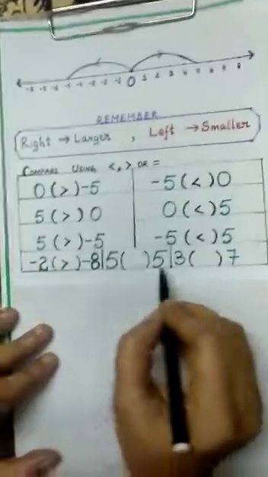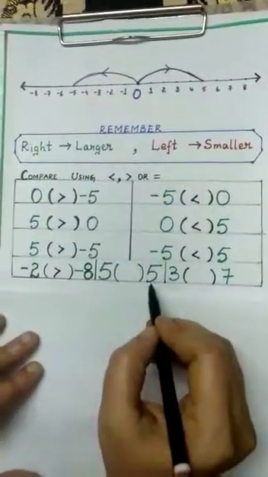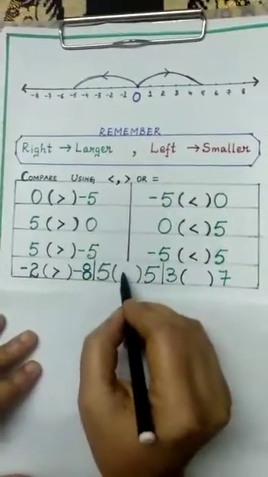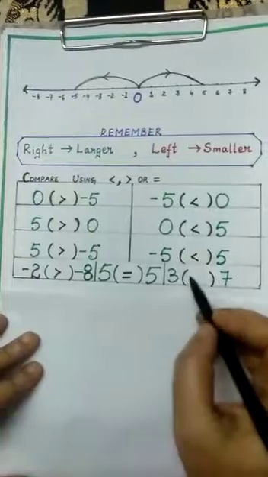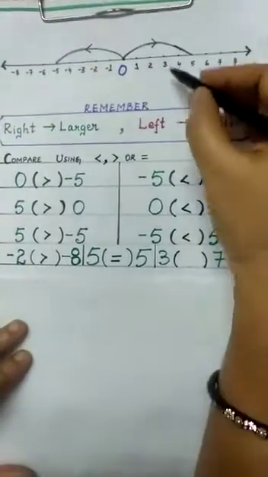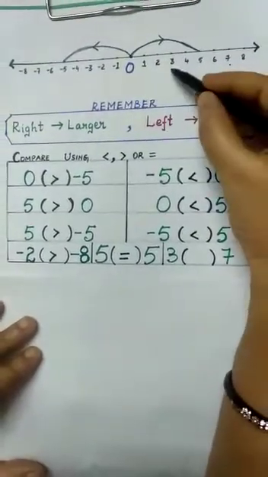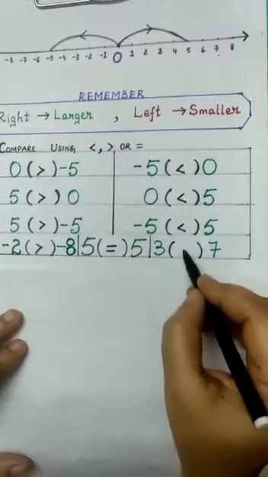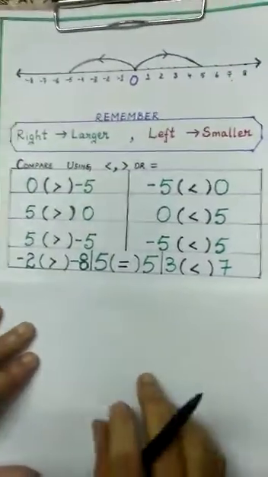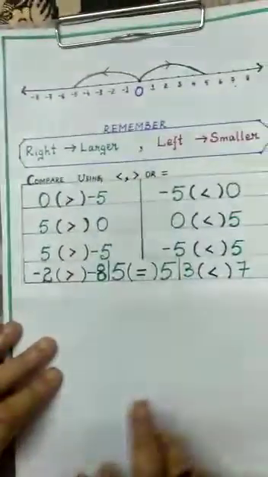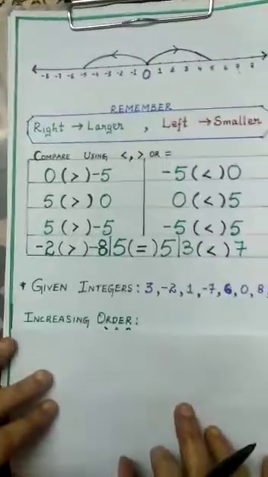Now you have simple example 5 and 5. As you know a number is equal to itself. So 5 is equal to 5. Now 3 and 7. Here is 3 and 7. 3 is left of 7. So 3 is less than 7. I think this comparison of integers is clear for you. Now come to another concept.